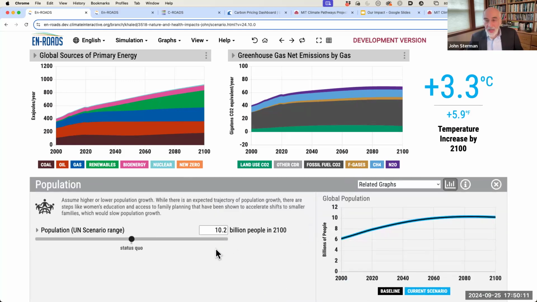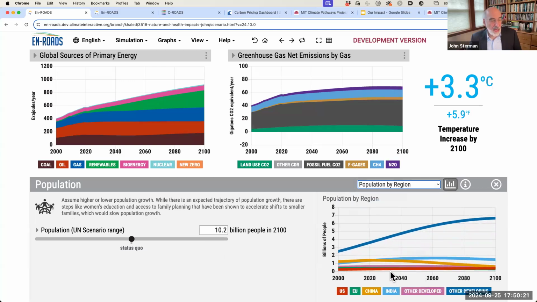We're using the UN's most recent population projection, 10.2 billion people expected by the year 2100. You can see that by region here: the United States and the EU way down here, other developed nations down here. China has already peaked. People believe India will peak in the next few decades. And then all the rest of the population of the world in the developing economies, Middle East, North Africa, Africa, Southeast Asia other than India, Central and South America, et cetera, are here.